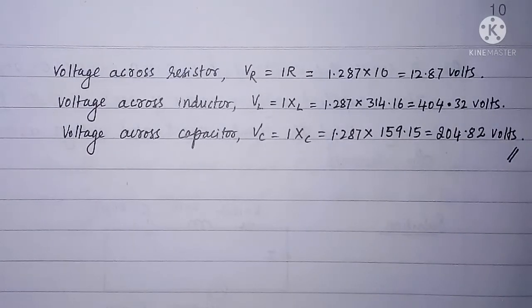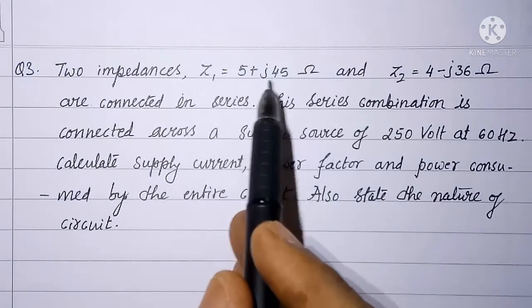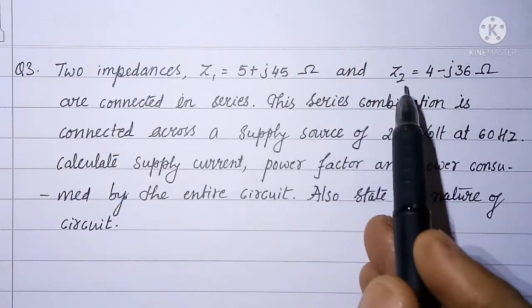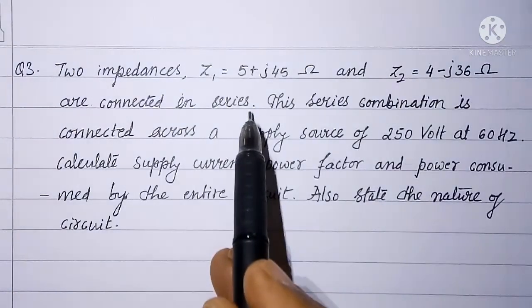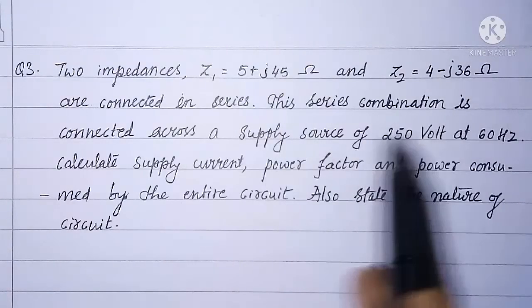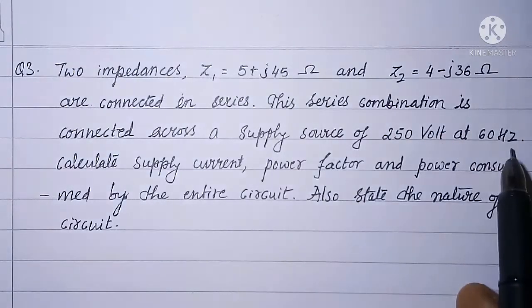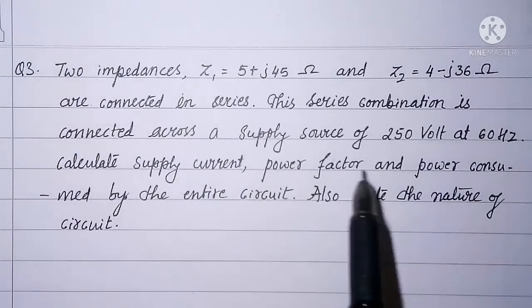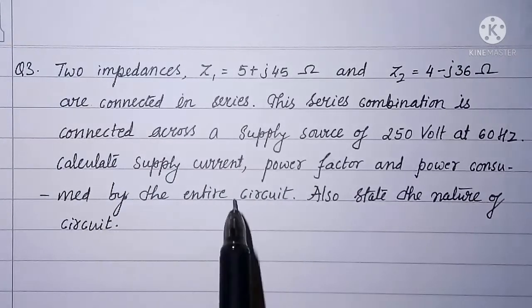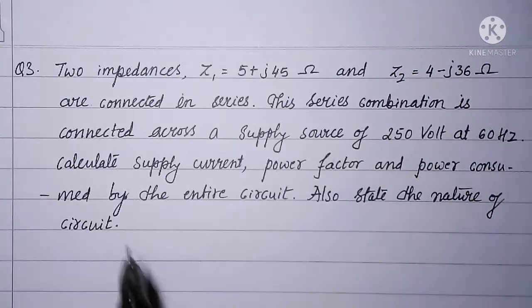Now we will take the third problem. Question number 3. Two impedances Z1 equal to 5 plus J45 ohm and Z2 equal to 4 minus J36 ohm are connected in series. This series combination is connected across a supply source of 250 volt at 60 Hz. Calculate supply current, power factor and power consumed by the entire circuit. Also state the nature of circuit.